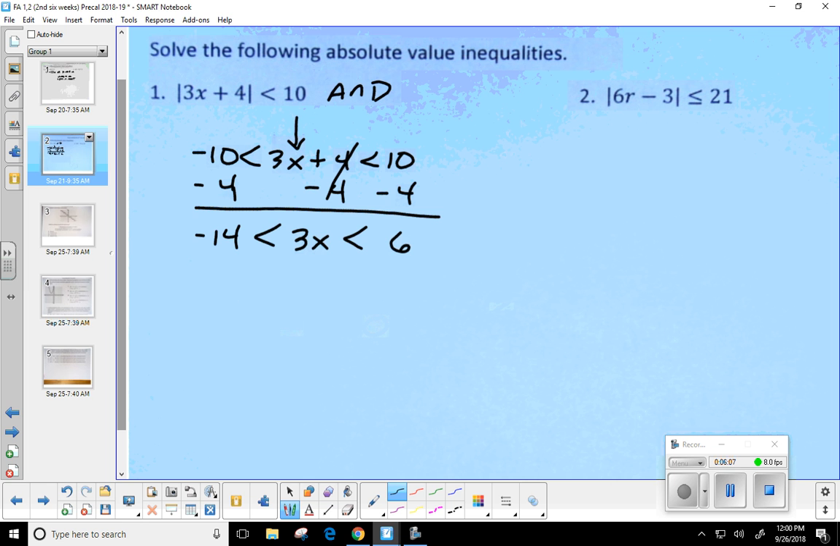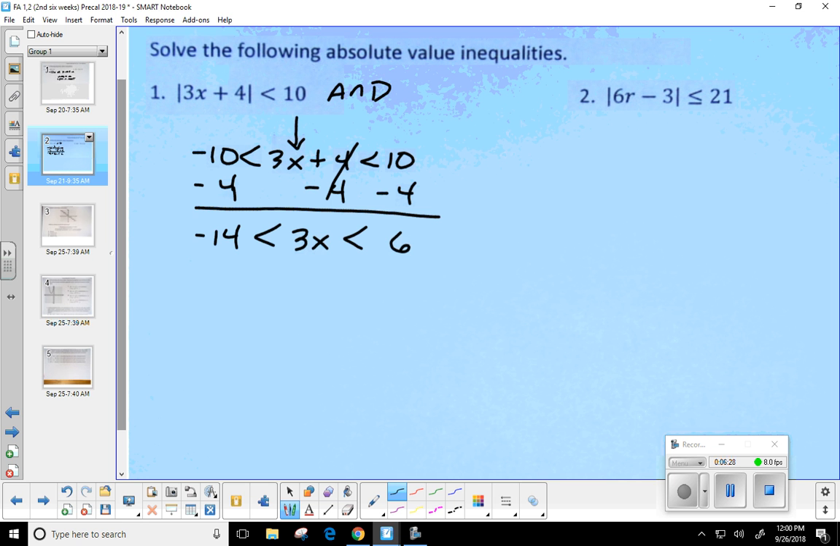And what's my last step here? Oh, yes, Ross. Then there'd be no solution. There'd be no solution, because remember, absolute value will always give you what? Always give you a positive, and a positive will not be less than a negative number. But that's a good question. I'm glad somebody brought that up.